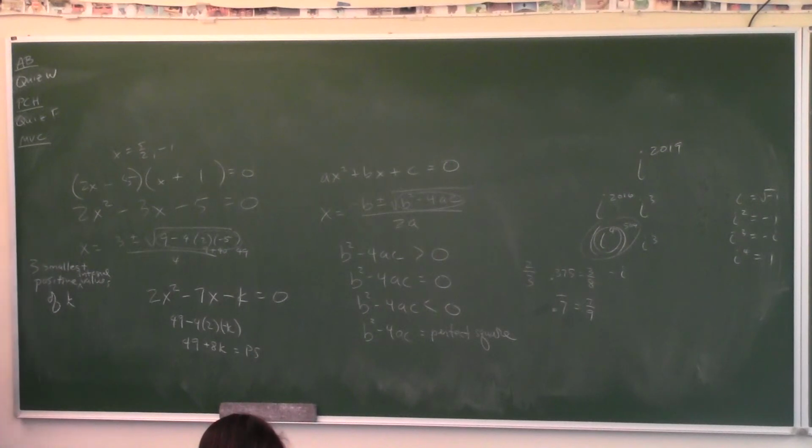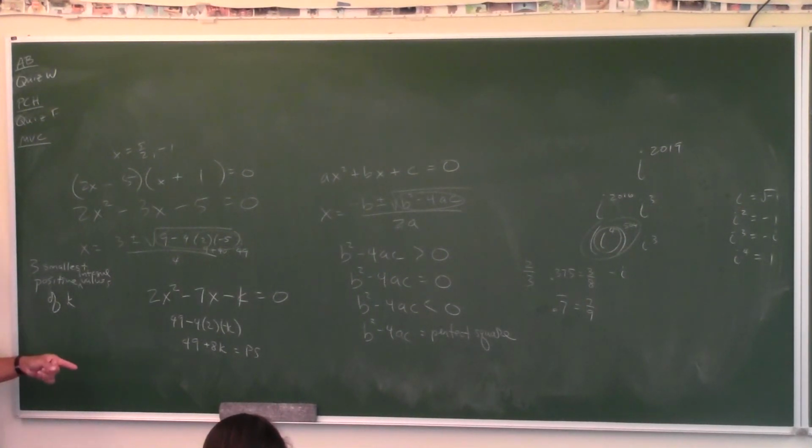No, that's better. Okay, what positive numbers can I plug in for k so that you get a perfect square? 1, 49 plus 8, is that a perfect square? 2, 49 plus 16, is that a perfect square? Is 65 a perfect square? Then you try 3, 49 plus 24. No. Okay, plug in 4, 49 plus 32. Yes. Yeah, that's 81. See?